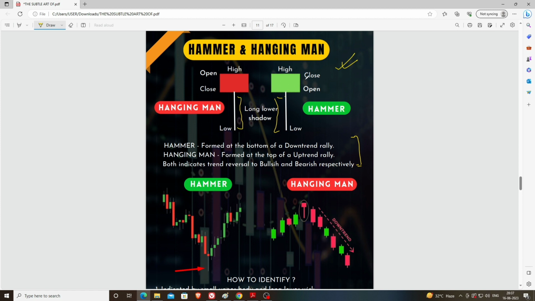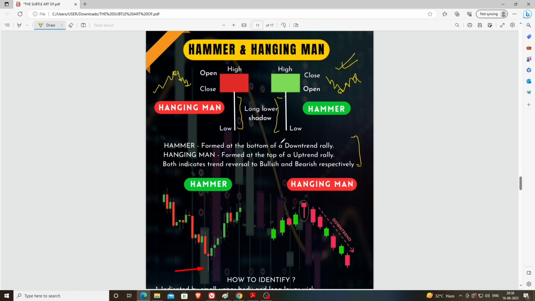So how is it different? This hammer will be formed in the downtrend, and it will signify the market will go up for a short period. But this hanging man will be formed in the uptrend here, and that will signify that the market can go down for a certain period.